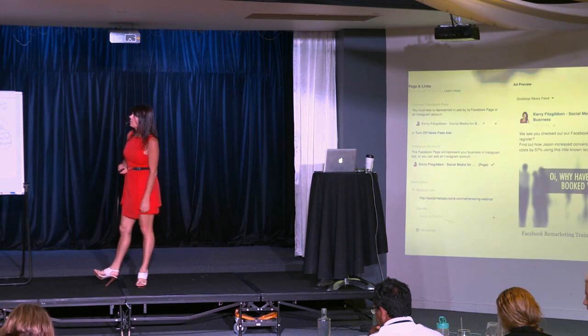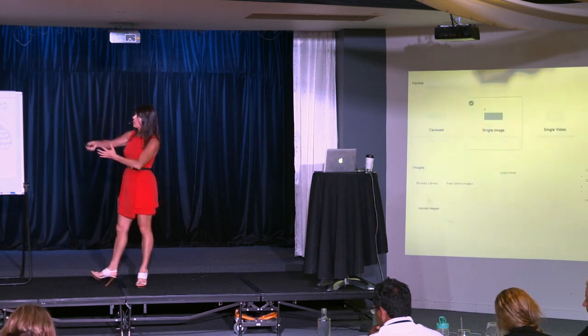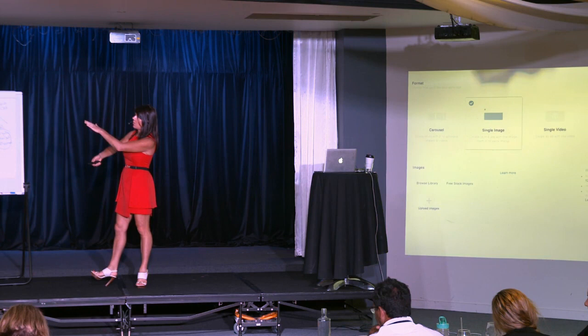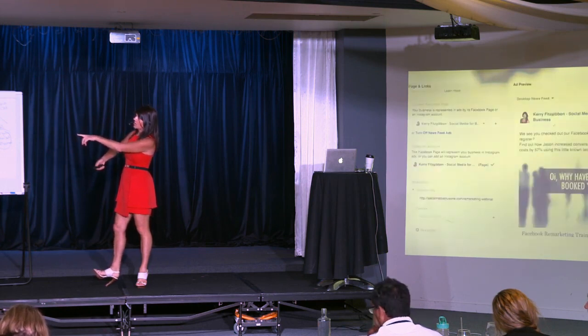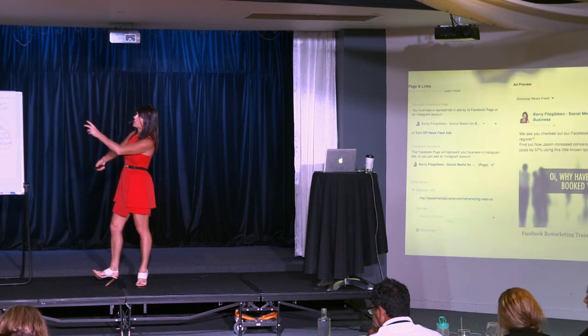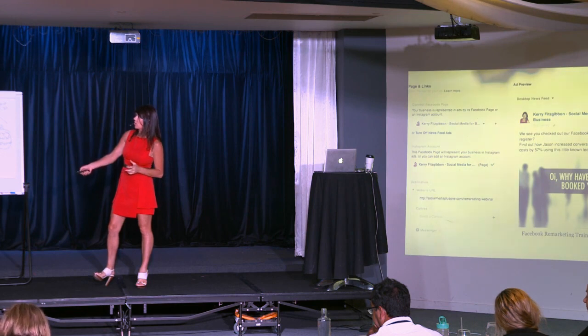Just running down further, we select what we want and how we want it, a single image ad. We're going to use one of my images, and then we choose the page, the Instagram account, and the website URL that we want them to go through to.